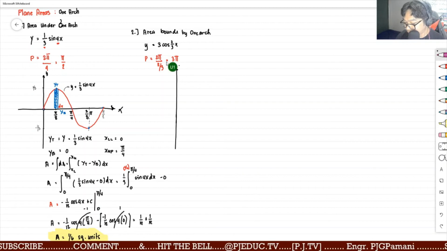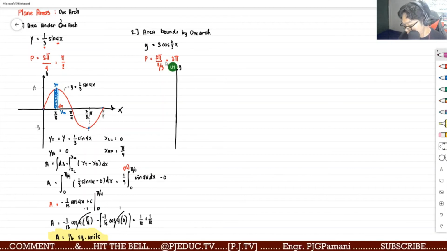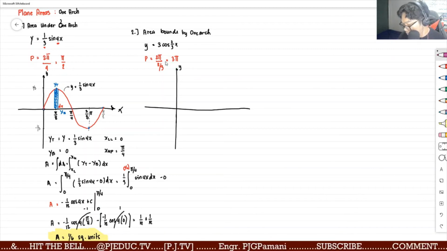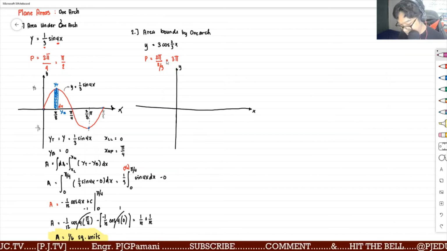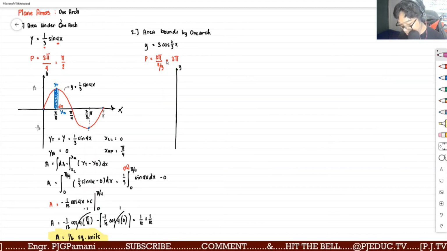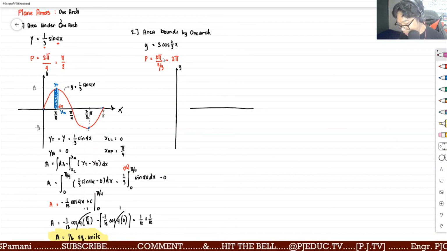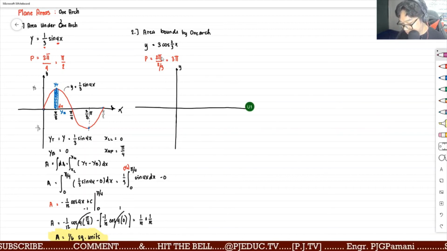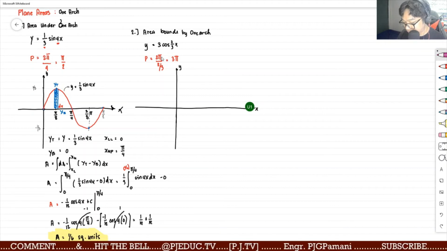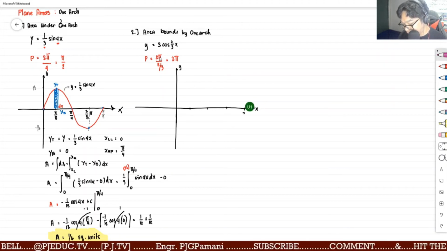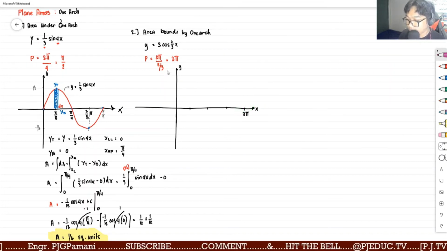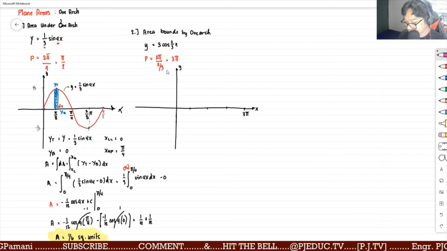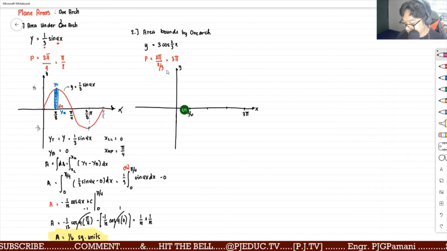So, this is your y-axis, your x-axis. Ano naman yun? Ang pangit ng line. So your x-axis, let us have 4 sections here. And the last one will be your 3 pi. 3 pi divided by 4. That is 3/4 pi.